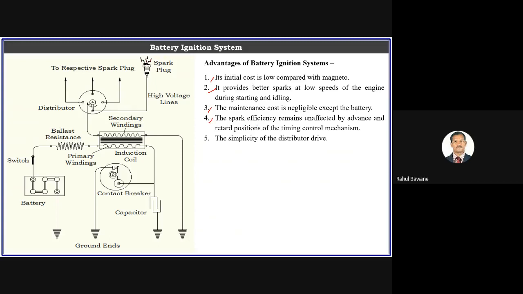Then, the spark efficiency remains unaffected by the advance and retard position of the timing control mechanism. So even if there is a spark advancement or spark retardation, the intensity or efficiency of spark production does not depend on that. And the last one is simplicity in the distribution. It is very simple to distribute the high voltage.